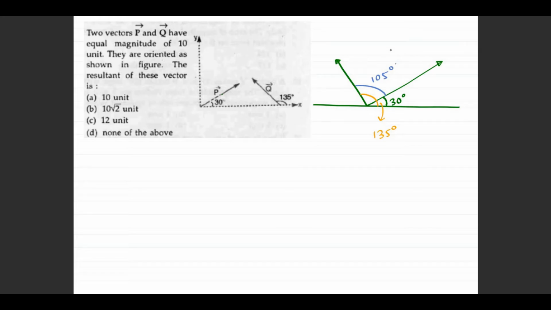So can I say the magnitude of resultant will be root of A square plus B square plus 2AB cos 105 degrees. If you solve this, this will nearly be equal to 12.24 units. So since none of the above is there in the option, I will mark out none of the above. Fine. Okay.